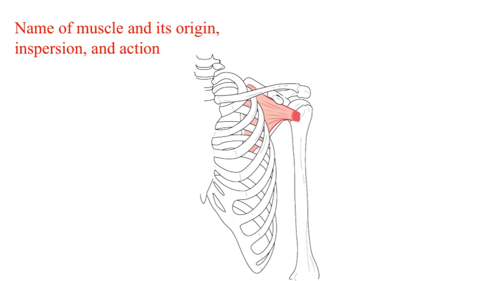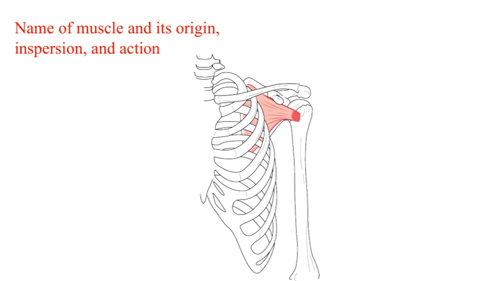Let's take a closer look at some of the key muscles we've been discussing. On this slide, we'll focus on the name of the muscle, its origin, insertion, and action. Understanding these details is essential because they help us grasp how each muscle contributes to movement and stability. For example, knowing the origin of a muscle tells us where it starts, typically on a fixed bone or structure. The insertion is where it attaches to the moving bone, and this attachment point determines the muscle's action.